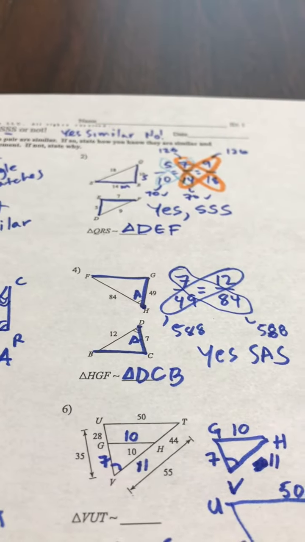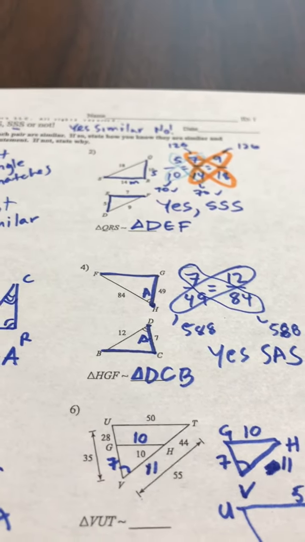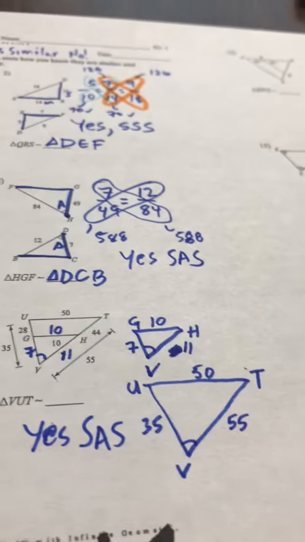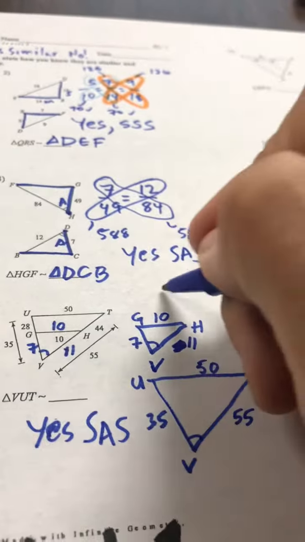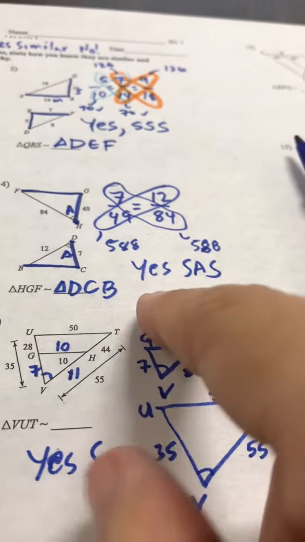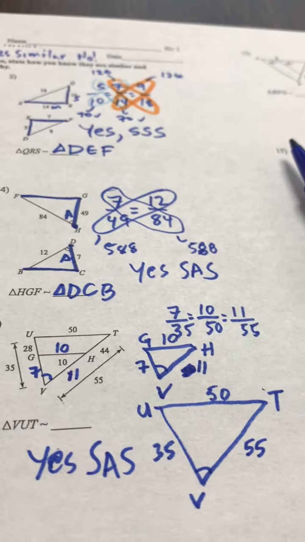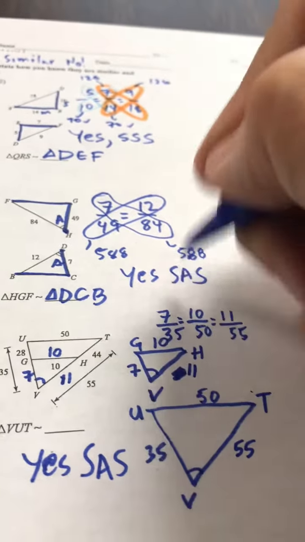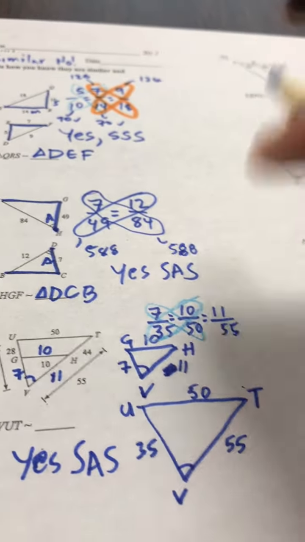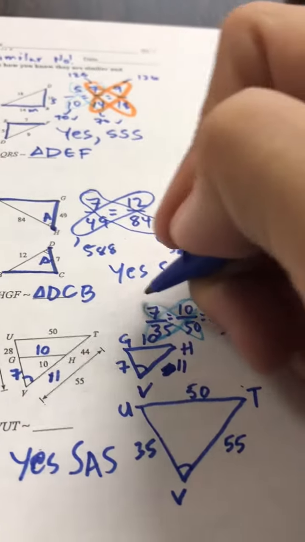This number's 11. Okay. So I'm going to set up the ratio, small, medium, large. Small, 35. Medium, 50, large, 55. Okay. So when I cross multiply these, 7 times 50, I get 350. And when I set up these, I get 350. 35 times 10 is 350.